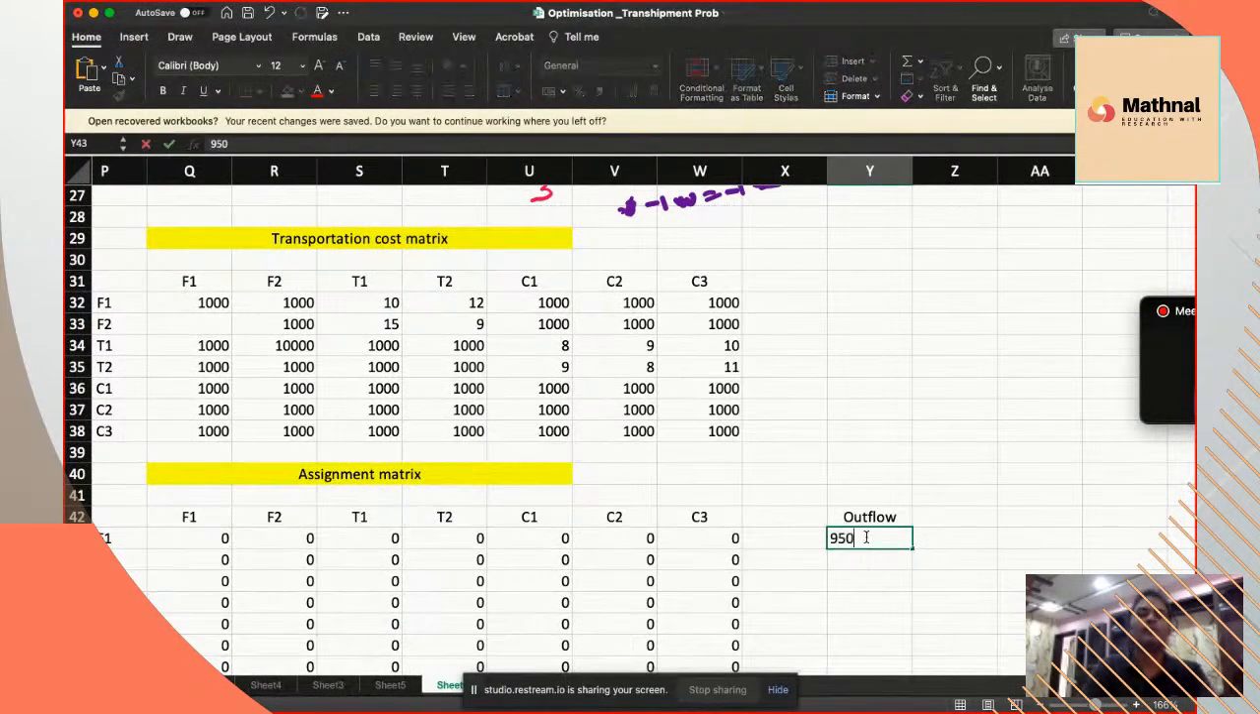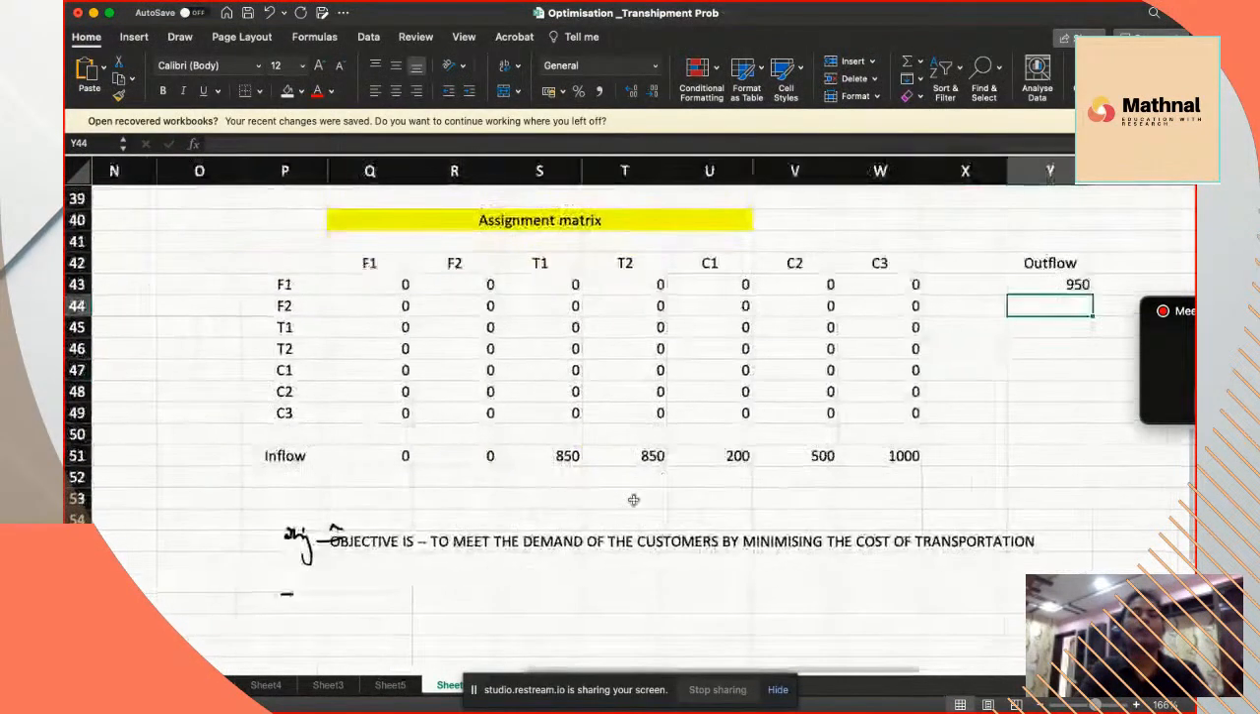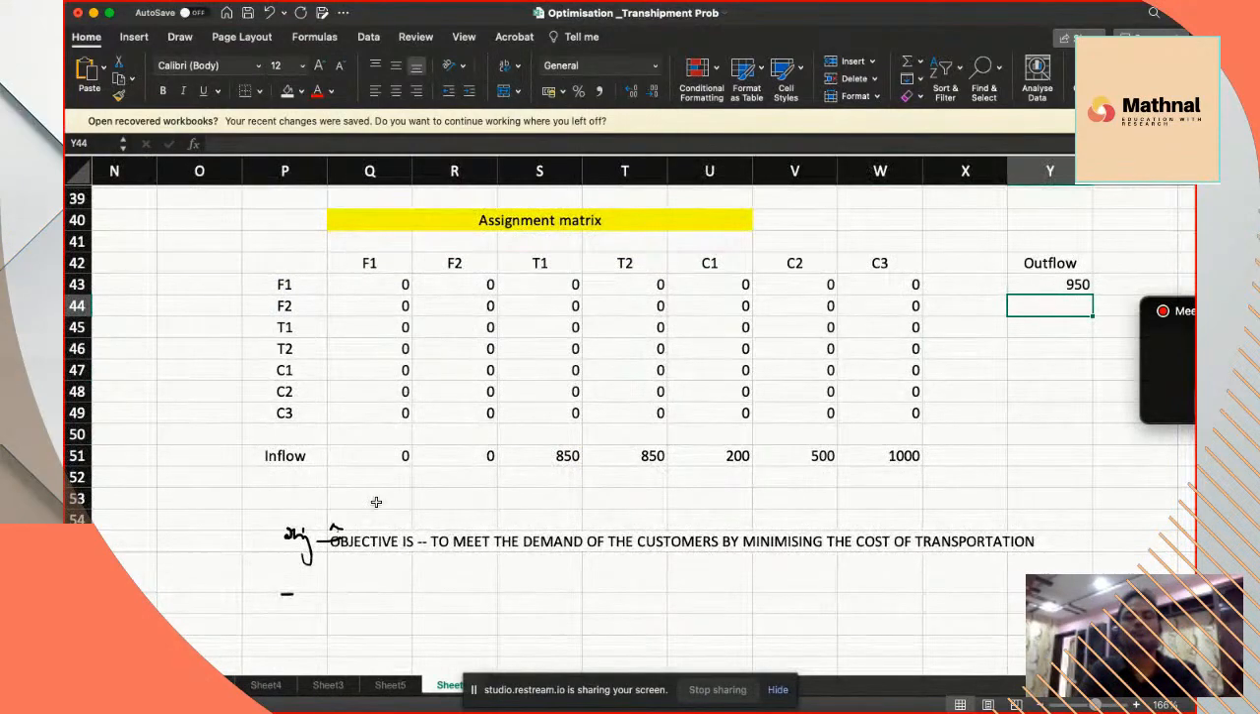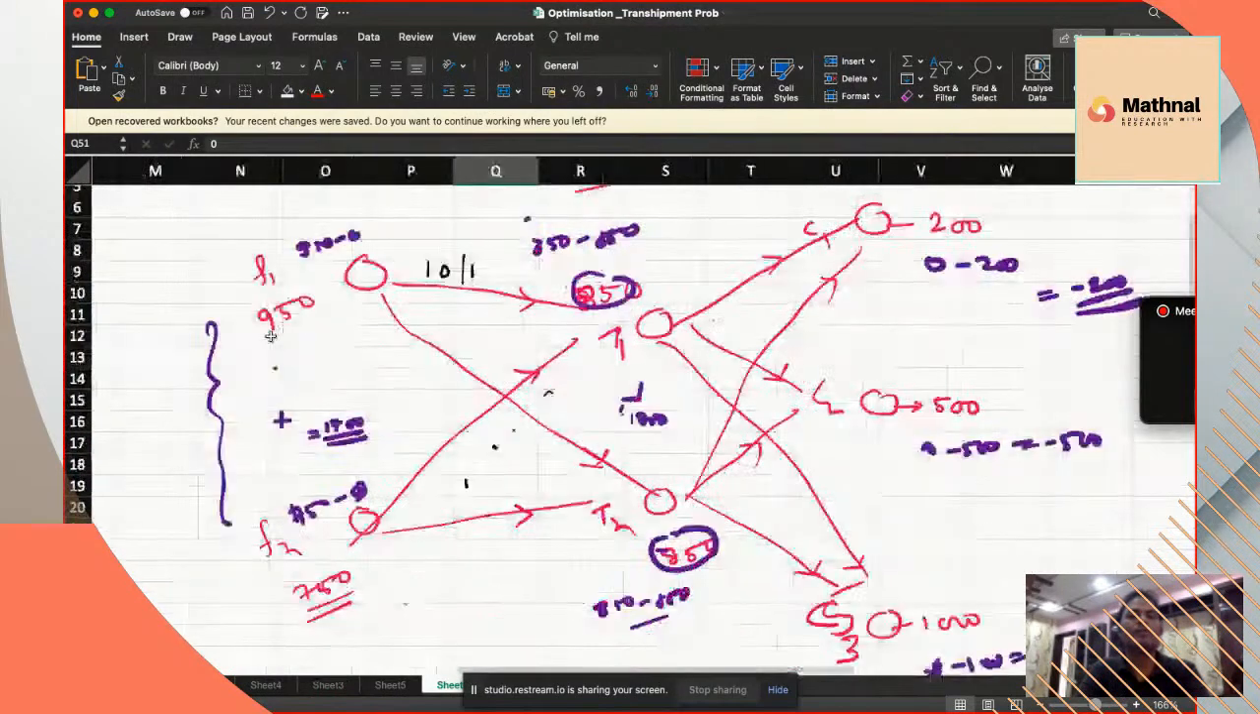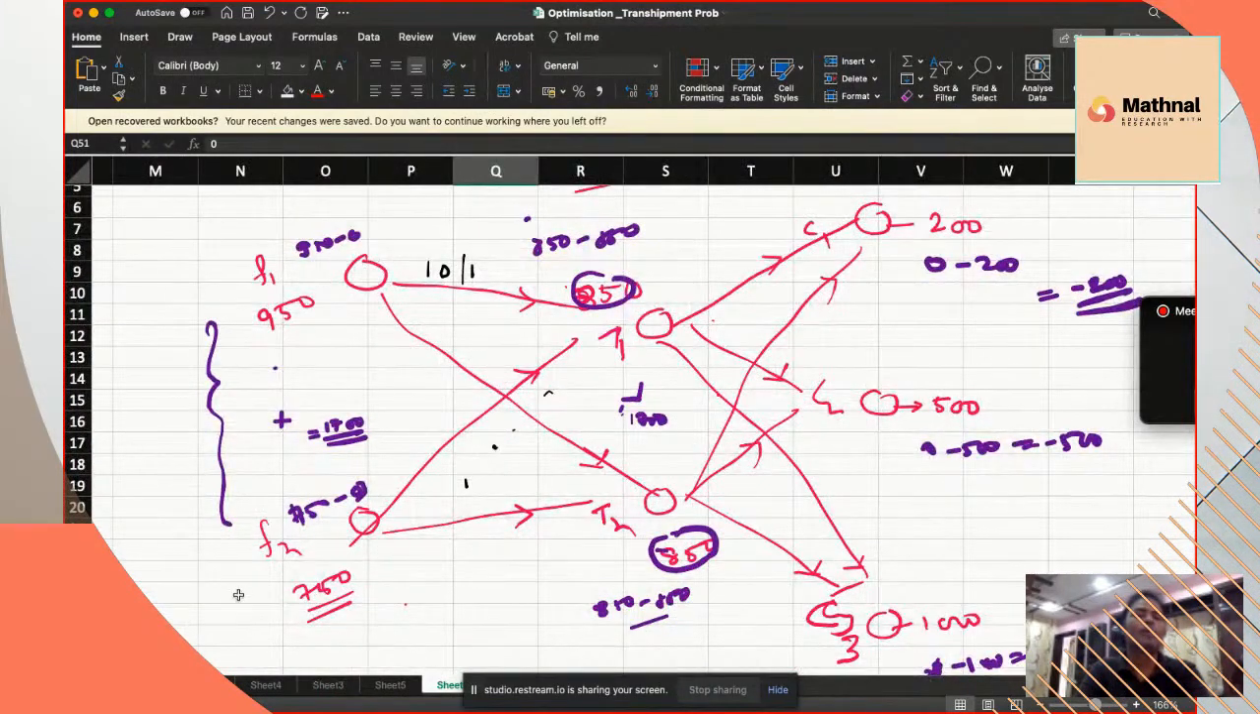What is the inflow at factory 1? 0. There's no inflow happening in factory 1, right? Nobody is giving the product to factory 1. Nobody is giving the product to factory 2. Factory 2 is manufacturing and dispatching it forward. So there is no inflow happening at factory 1 and factory 2. That's why we have done the calculations.